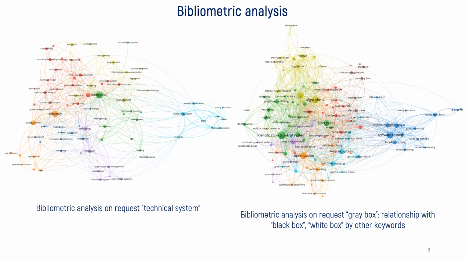On the right side of this slide, you can see the map of keywords based on the result of bibliometric analysis on the request gray box and its relationship with black box, white box, and other keywords. You can see that it's an interconnected map of keywords, and as a result of this part of the literature review and bibliometric analysis, we can see some evolution from the black box to a white box approach.